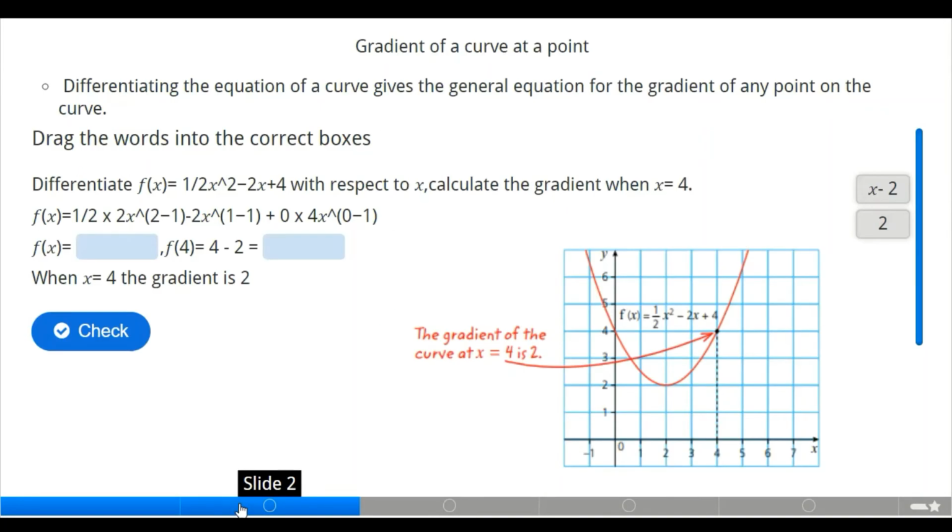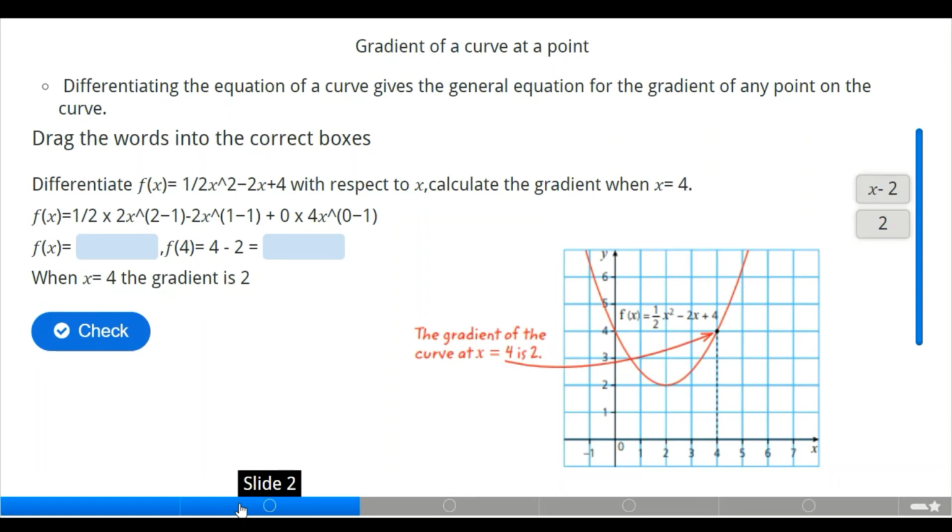Okay, now for the first example we have here, we have gradient of the curve at a point. If you are to get the gradient of the curve at a point, differentiating the equation of the curve gives the general equation for the gradient of any point on that curve. For that, we have an example here. We should differentiate f of x equals 1 over 2 x raised to power 2 minus 2x plus 4 with respect to x. Then after, we should calculate the gradient when x equals 4.